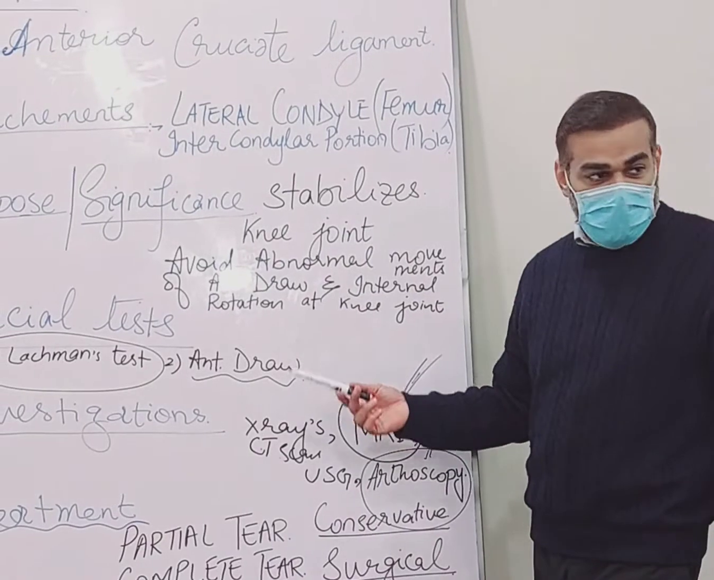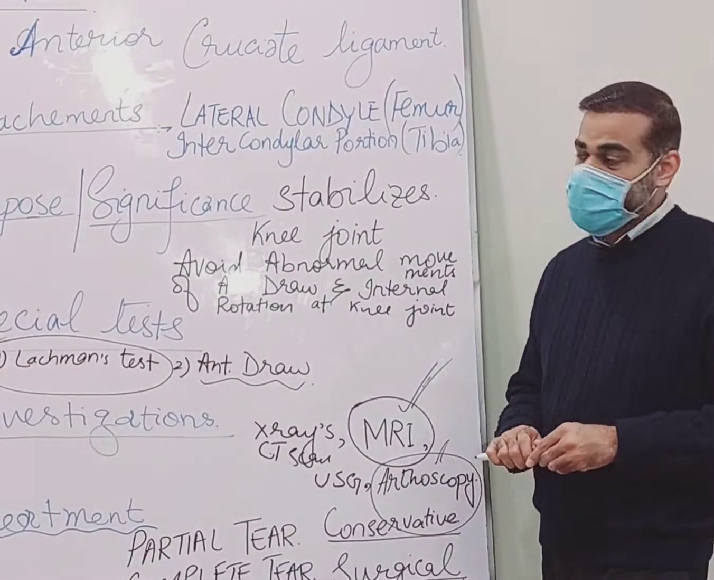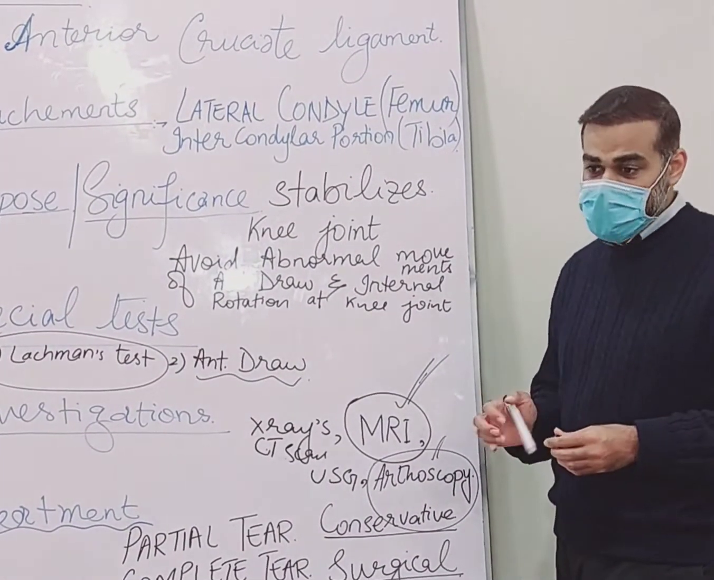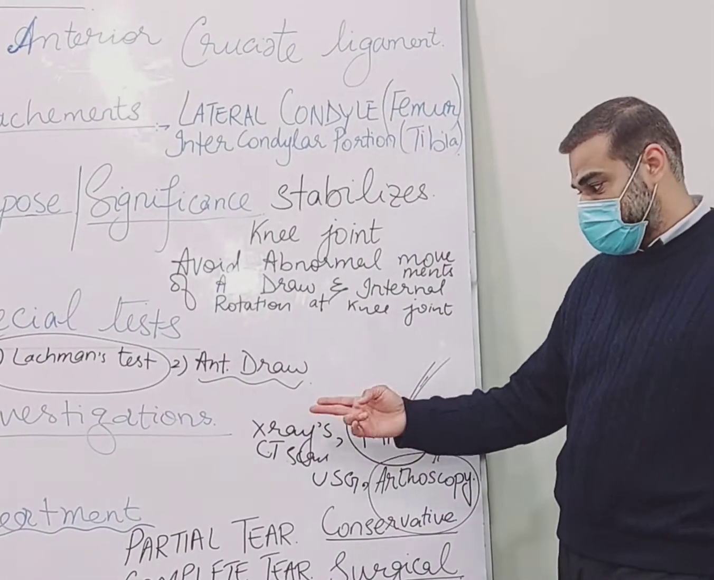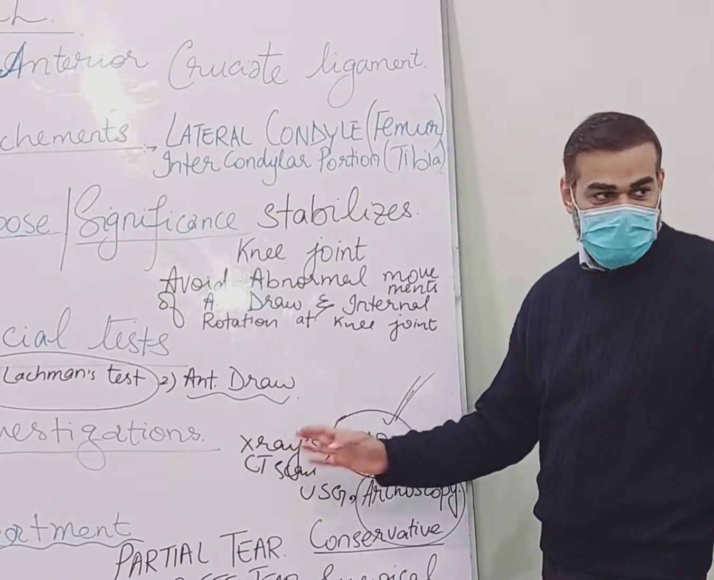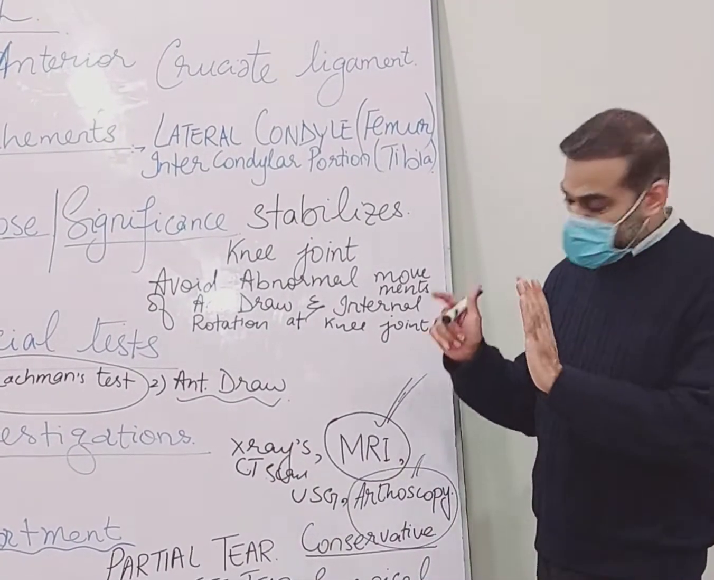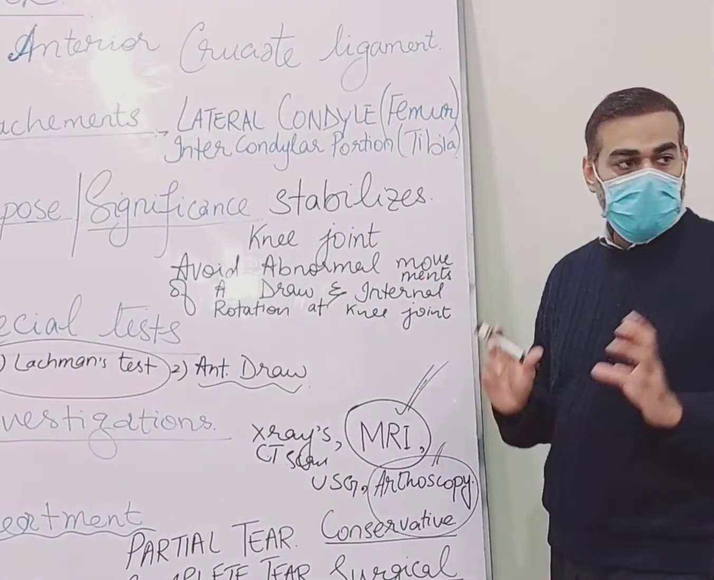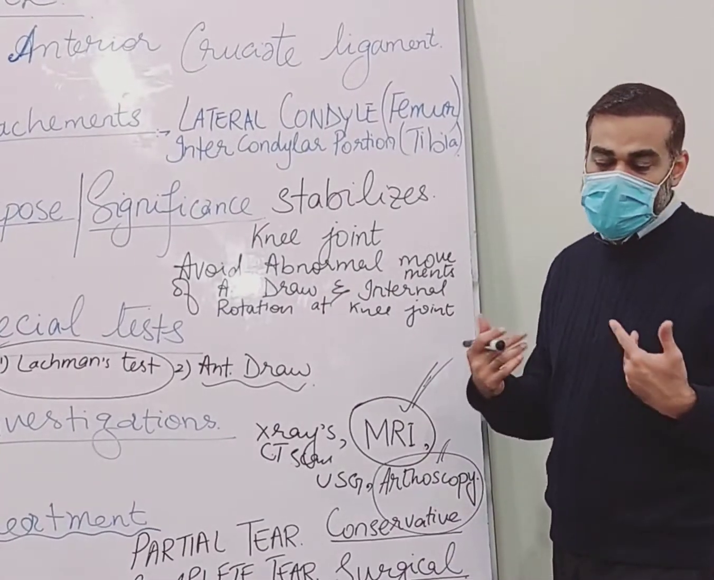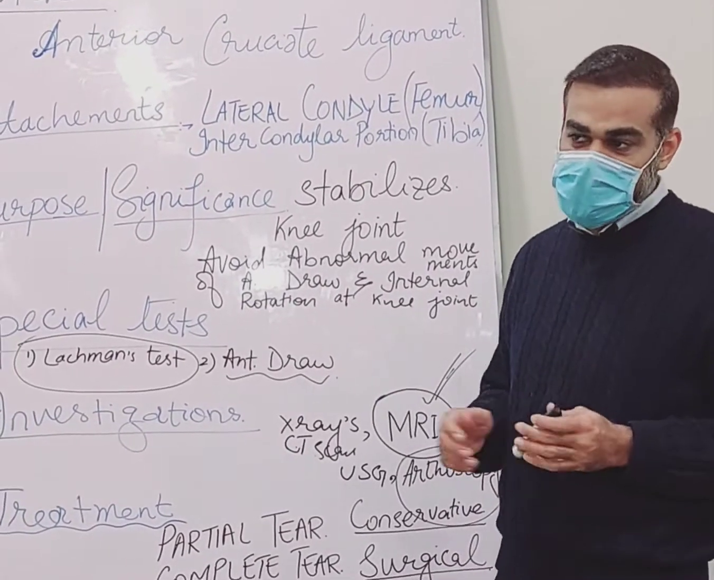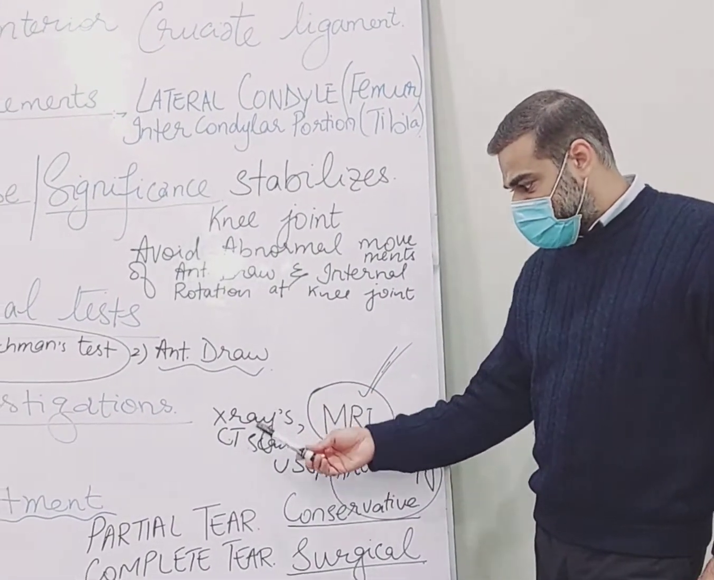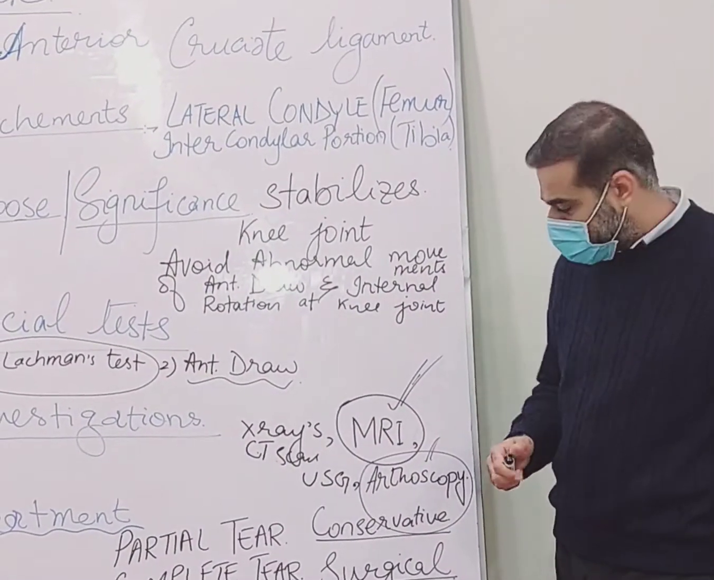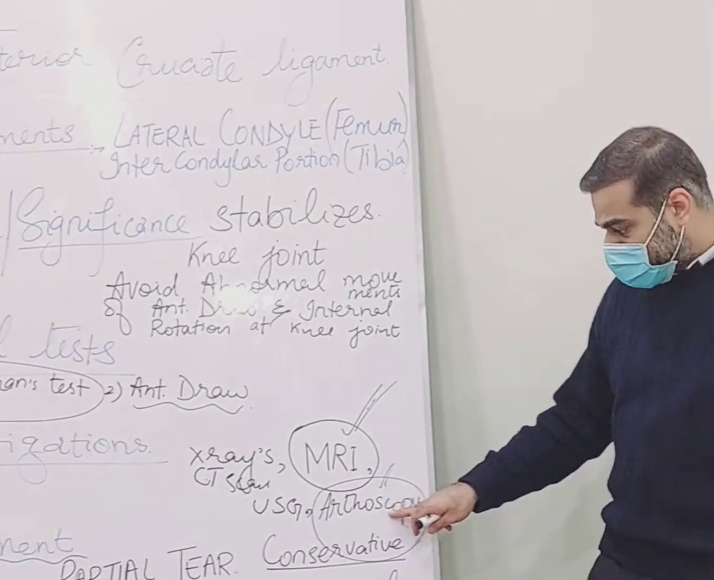If there is some bone involvement associated with the anterior cruciate ligament, for bony purposes we can get the patient's X-ray as well as a 3D CT scan done. Its main focus will be on the bony part. If we are assuming that there is some fracture as well as the ACL injury, then along with MRI, X-ray and CT will be required. And arthroscopy is the gold standard.